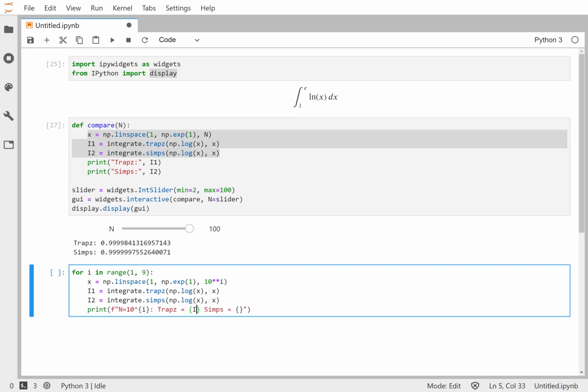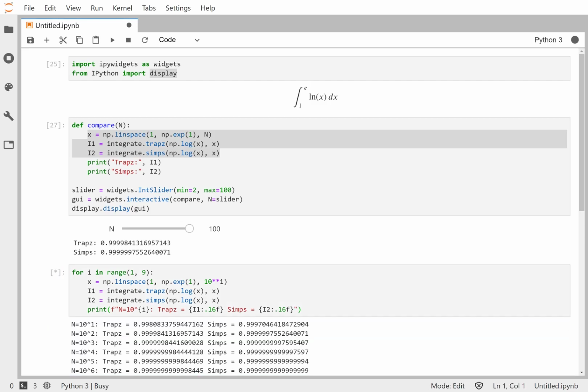For traps, we're going to want to show I1. For simps, we're going to want to show I2. And let's make sure we're showing a lot of decimal places. I think by default it will show a lot of decimal places, but let's go explicitly 16 decimal places. So .16f added here as some formatting for each of these. All right, let's run that.